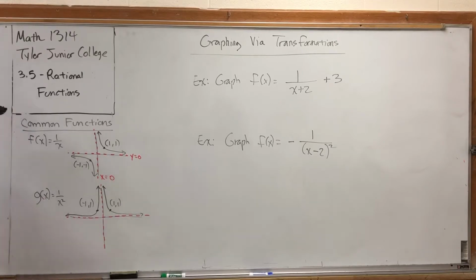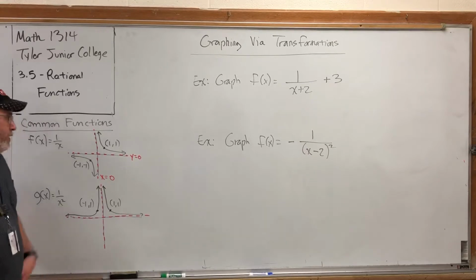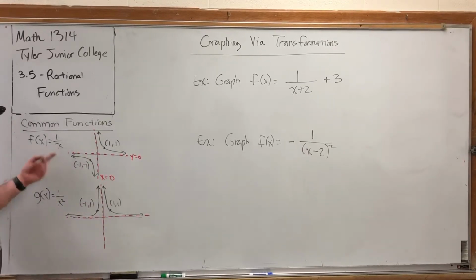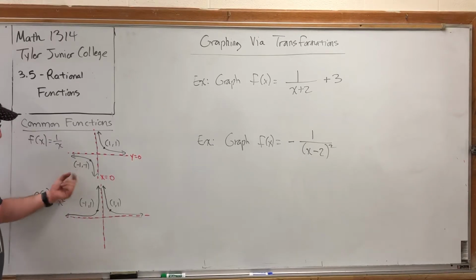And on both of these, I put two reference points, one for each branch. On both of them in quadrant 1, 1 comma 1 is a reference point. But for the reciprocal function, negative 1 comma negative 1 is a reference point. For the reciprocal squared function, negative 1 comma 1 is a reference point.